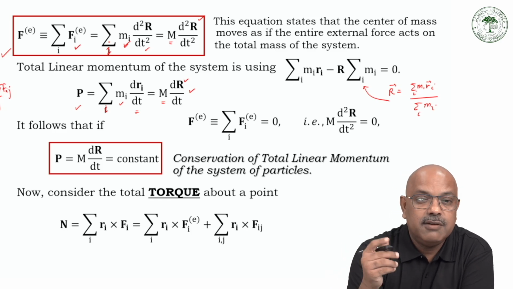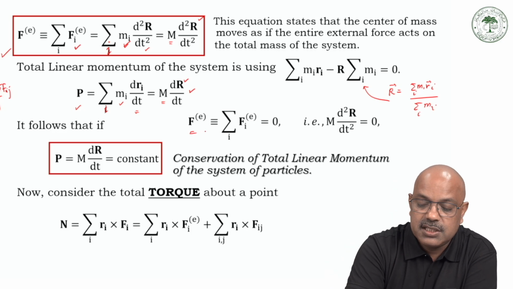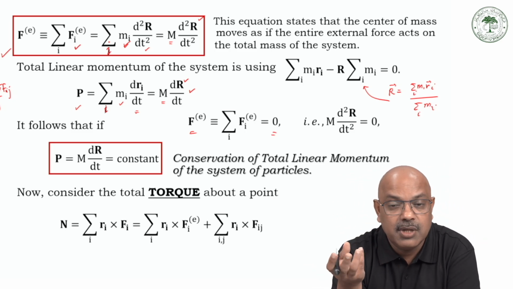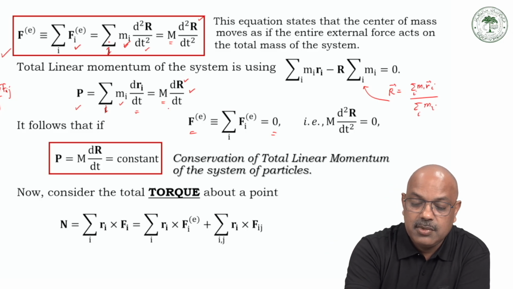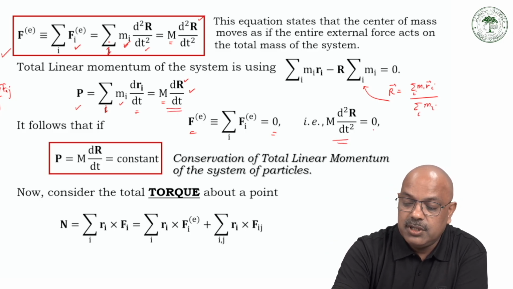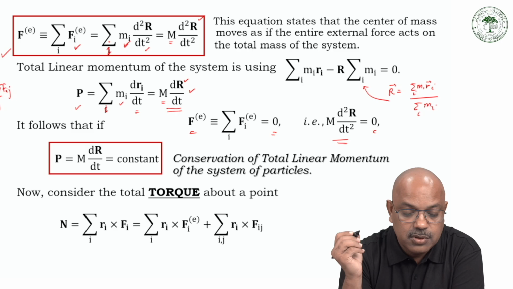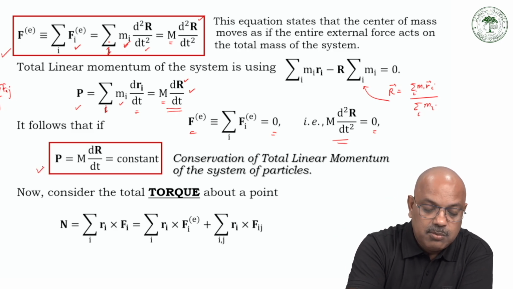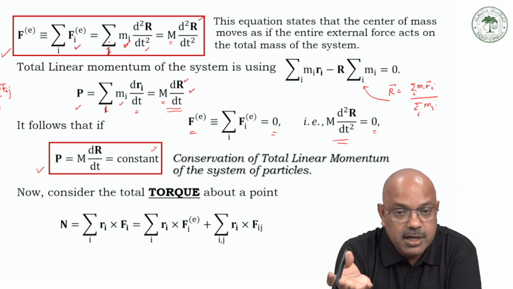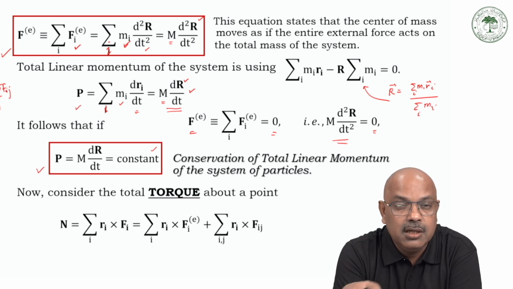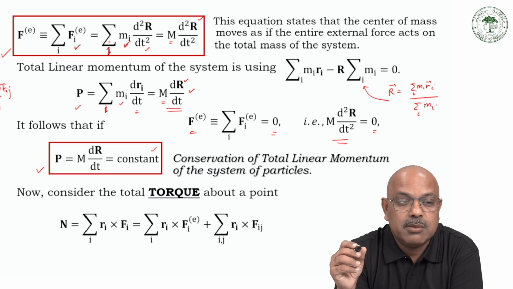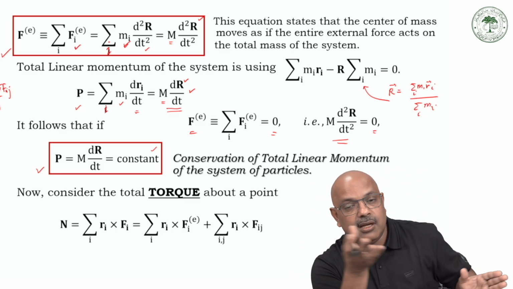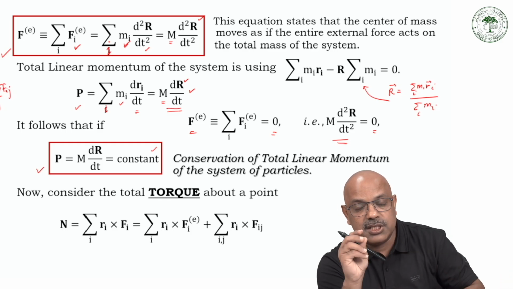So from this equation, it follows that if the external force is going to be 0, as we had in the one particle system, then M d²R upon dt² is going to be 0. So the total momentum of the system is going to be a constant quantity. This is conservation of the total linear momentum of a system of particles. This is exactly the same as what we talked about for the one particle system.